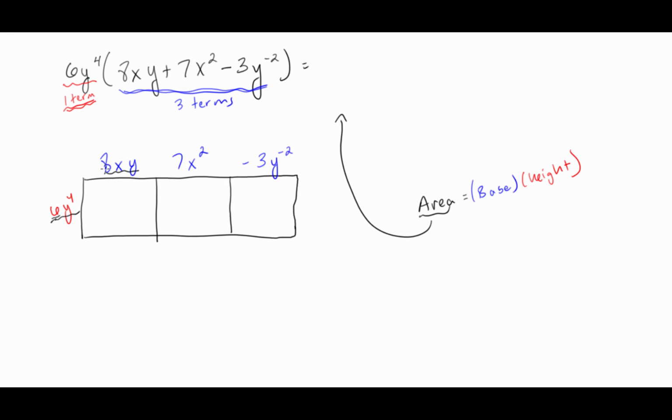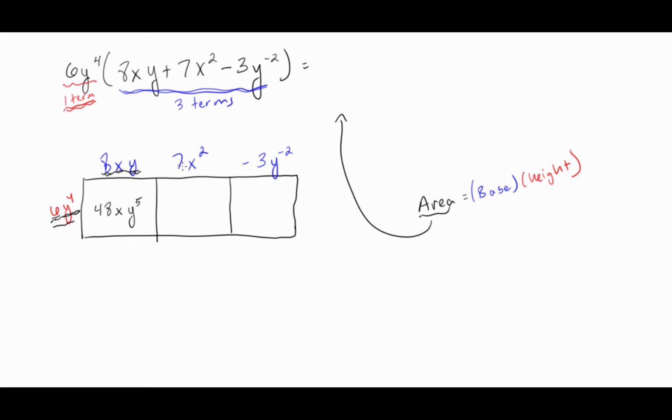I'm going to multiply the 6 times the 8 to start. That's 48. This first term doesn't have an x, and the second one does, so that's really just like a 1 times x. And then I have y to the 4th times y, which is just 5 y's being multiplied together. And we do the same thing for the second one.